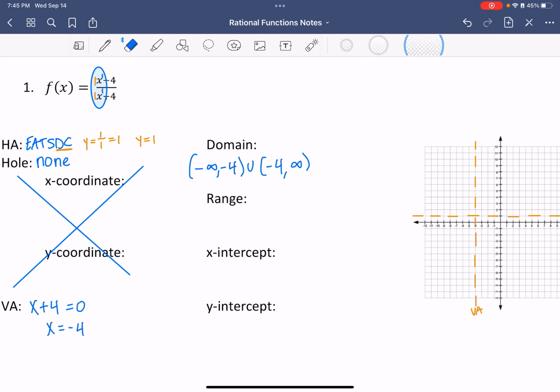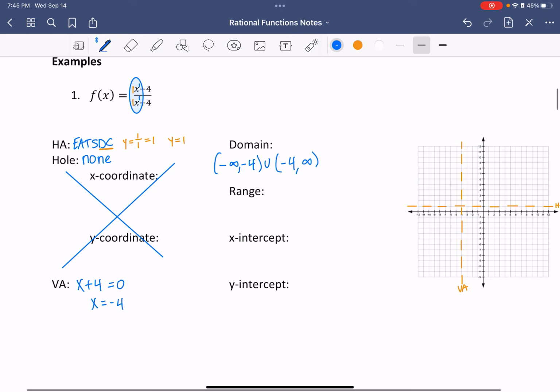Now notice that I used parentheses. This one kind of looks like a bracket, so let me fix it. I did use parentheses because the vertical asymptote is an imaginary line that the function will actually never touch. So you never cross the vertical asymptote, so you're never equal to the vertical asymptote, so don't put a bracket, okay? The parentheses are going to be used for vertical asymptotes.